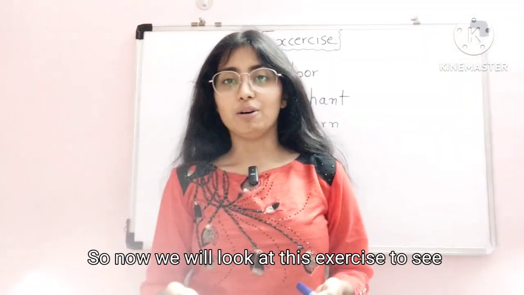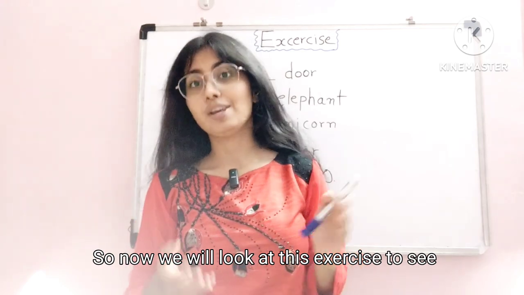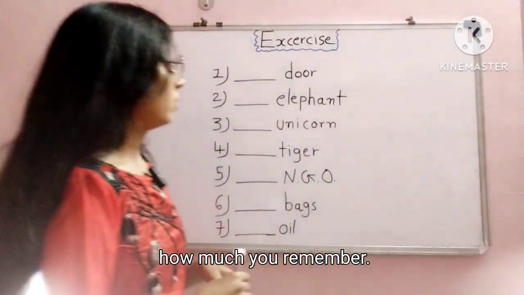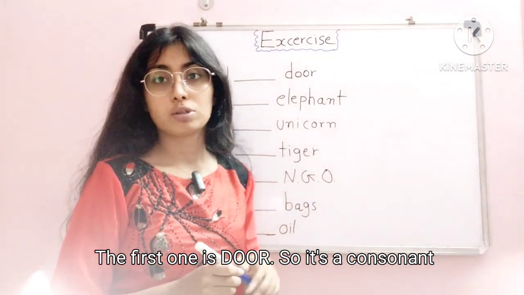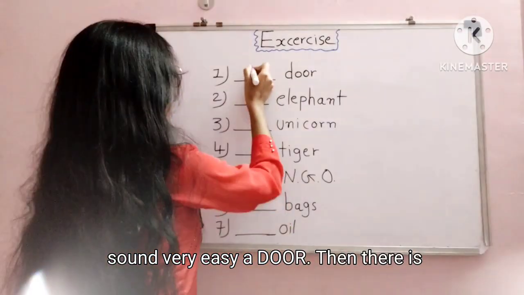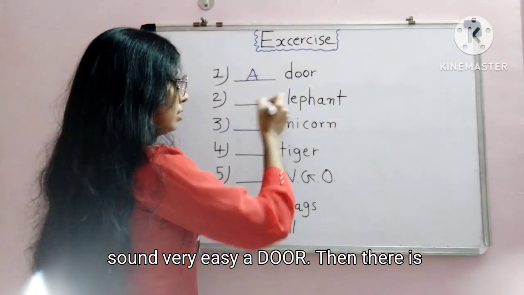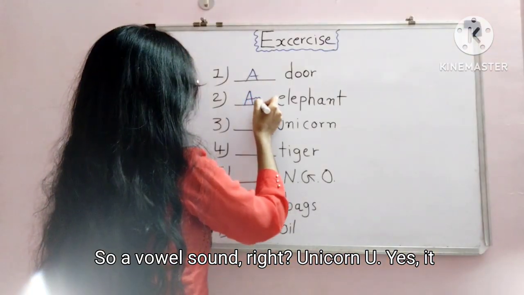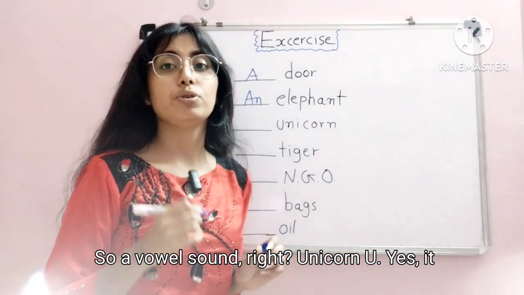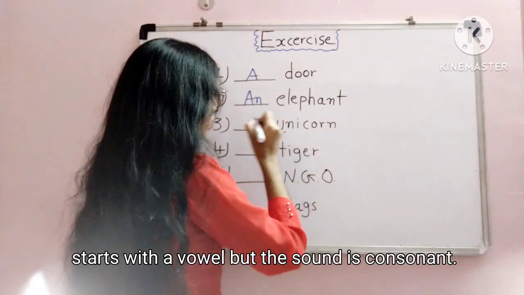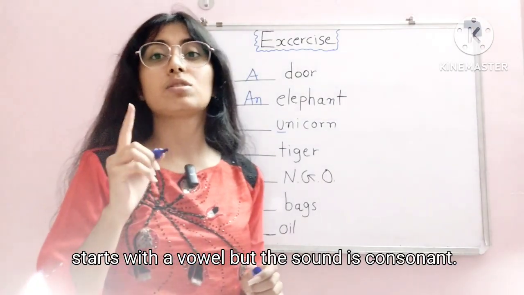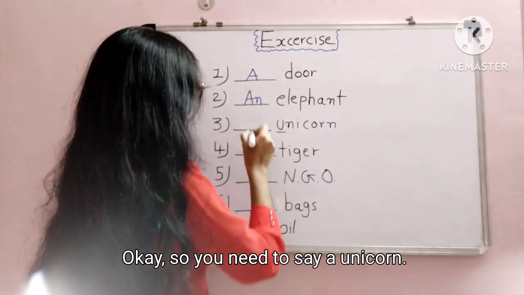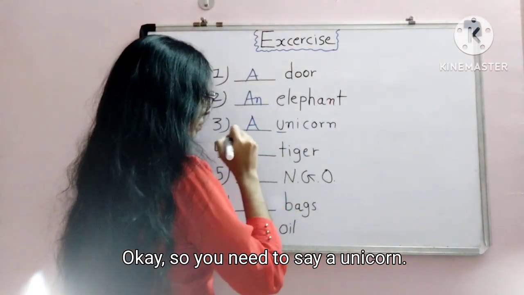That's all. So now we will look at this exercise to see how much you remember. The first one is door. So it's a consonant sound. Very easy. A door. Then there is elephant. A, so a vowel sound. Right. Unicorn. U. Yes, it starts with a vowel, but the sound is consonant. So you need to say a unicorn.